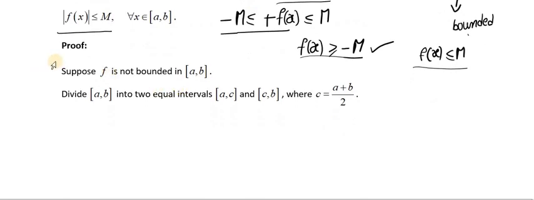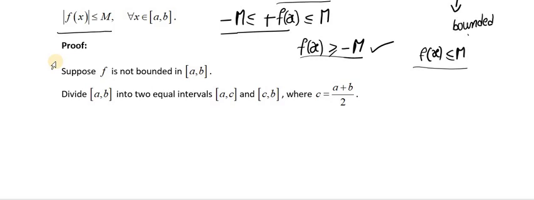Next, the proof. Suppose f is not bounded in closed interval a comma b. Observe what we wanted to prove. We wanted to prove f is bounded. But what we are considering, f is not bounded. That means at the end we are going to get a contradiction. Why? Because our assumption is wrong. So our assumption is wrong means what is the correct one? The correct one is f is bounded in closed interval a comma b.